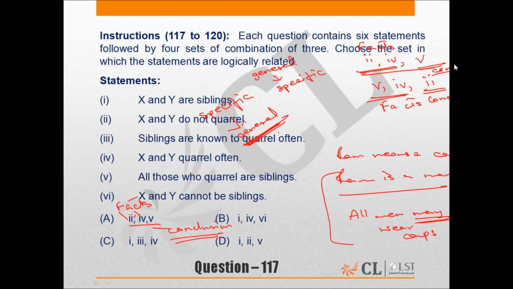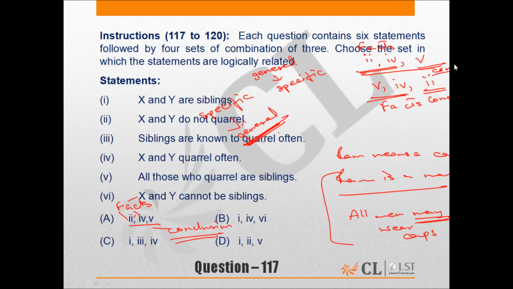B gives us 1, 4 and 6. 1 says X and Y are siblings. 4 says X and Y quarrel often. Now this is talking about a specific example. From this, can we conclude that all siblings have to quarrel often? No. All siblings may quarrel often, or some siblings quarrel often, these two conclusions will be valid. X and Y are one example of siblings, so it certainly follows that some siblings quarrel often from these two statements. 6 on the other hand says X and Y cannot be siblings. This directly contradicts fact 1, hence B is clearly wrong. B will not be the right answer.